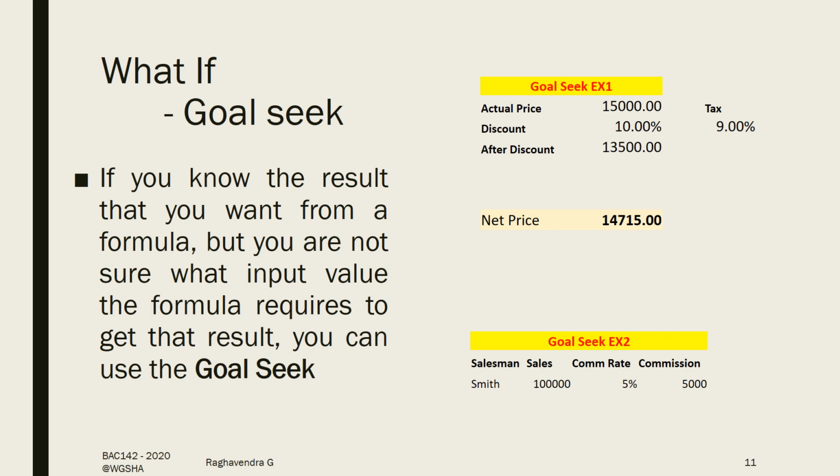Similarly, the second example also. Suppose salesman Smith does sales of 1 lakh, commission rate is 5%, so he's getting 5,000 commission. Now suppose he wants to set a target of 10,000, then what should be the sales or what should be the commission rate, right? So if you want to analyze something like that, Goal Seek is useful.